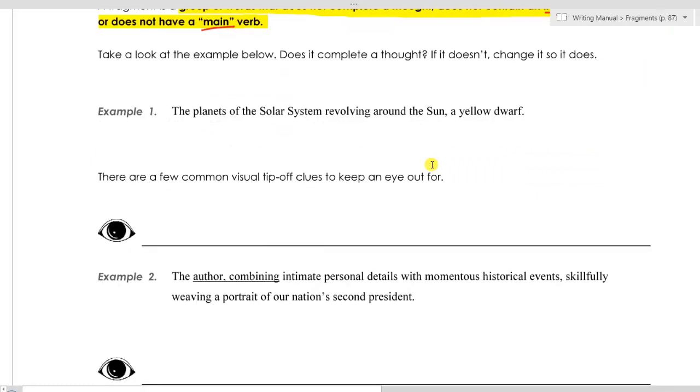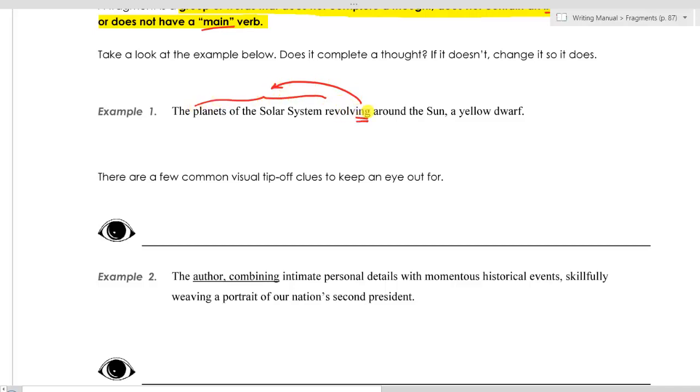In example 1, you might want to press pause on the video and determine if example 1 completes a thought. If it does, move on. If it doesn't, you've got to correct it. So in example 1, we have the planets of the solar system revolving around the sun, a yellow dwarf. We have the same scenario that I just described above. We have this ing verb, which, like I said, is not a verb at all. It is describing the planets of the solar system, so it is an adjective.